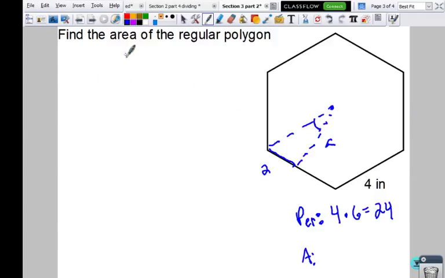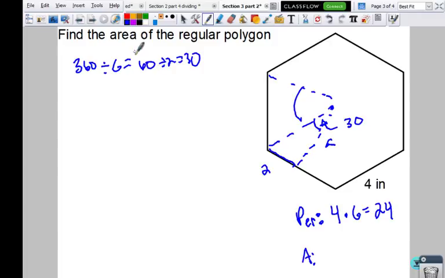So to find that, we're going to say 360, we actually just did this, divided by the number of sides, which is 6. Which is 60, divided by 2, which is 30. So remember, to get this big angle right here, we take 360 divided by the number of sides. To get this little one, we divide that by 2. So that means this angle here is going to be 30.